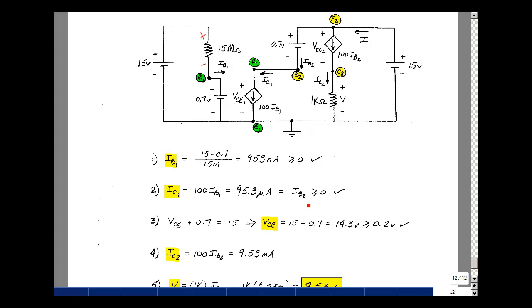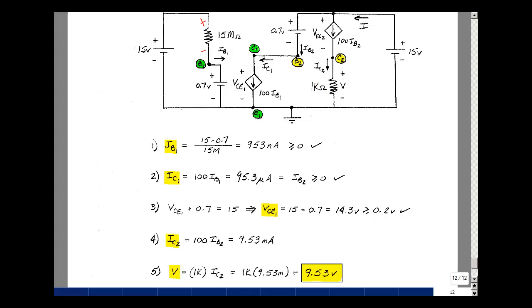Now I found the base current of transistor 2, so the collector current is beta F times bigger, which was 100 times bigger, or 9.53 milliamps. So now I know this current over here. My voltage V is going to be equal to this current times 1K. V is equal to 1K times I sub C2. The K's in the milli cancel, I get 9.53 volts.